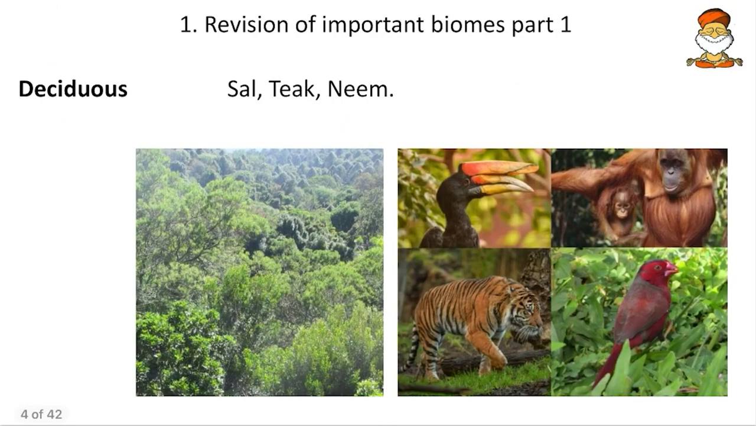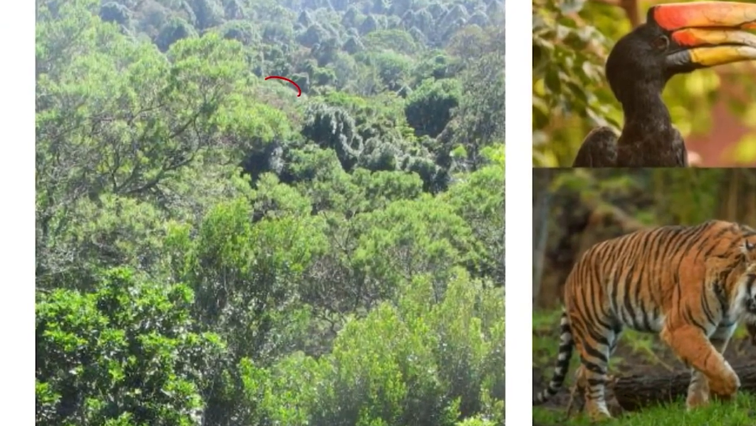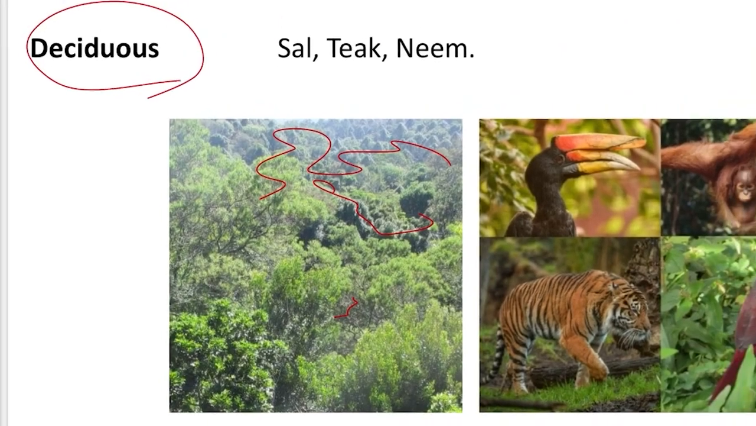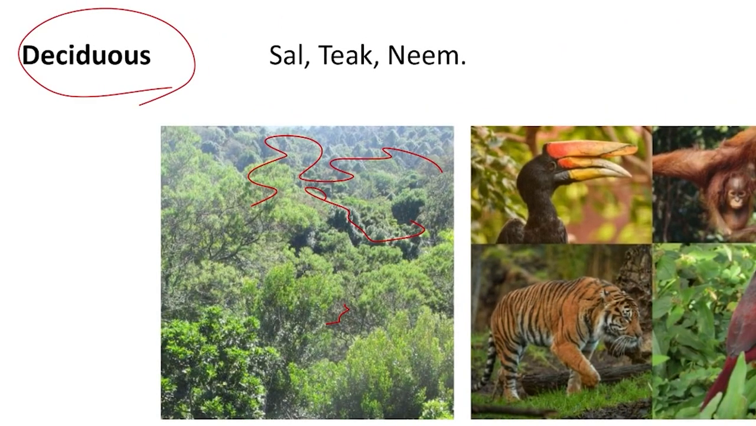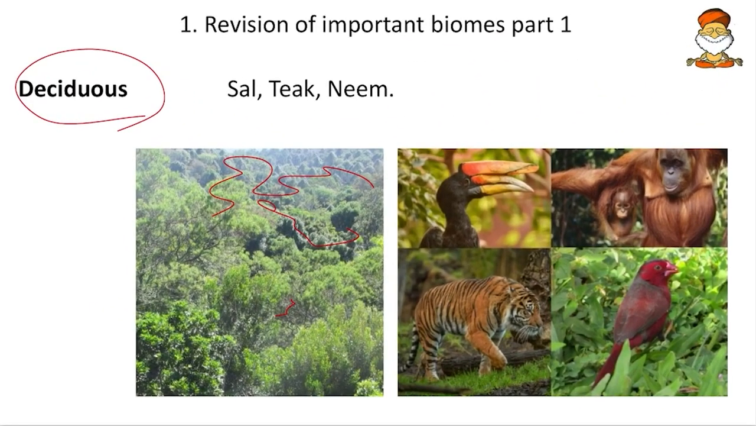Then coming to tropical deciduous. These are found mainly in the Indian forests. Deciduous forest means that in the winter season the trees will shed their leaves, but the forest will not go bald completely. Here in the figure, we can see only some of the trees shedding, while all others are intact. Moreover, the trees are not as dense as in the tropical evergreen forest. Here, the largest predator is the tiger. And apart from that, the monkeys, birds and the great hornbill are all present here.